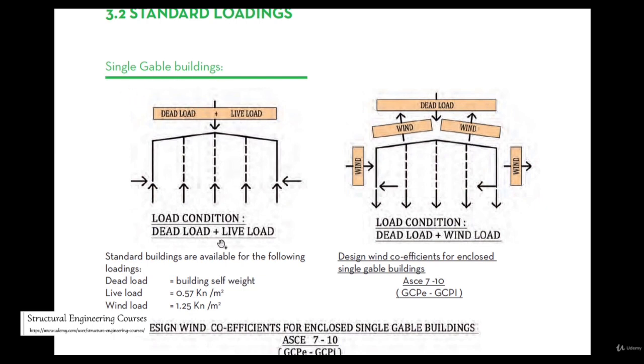Here we can see that this is the dead load plus live load. As I discussed, the live load is usually taken as 0.56 kilonewton per meter square. Wind load can be taken as 1.25 kilonewton per meter square, uplifting only. So this is the lifting arrangement or suction of wind load, and it goes like this.